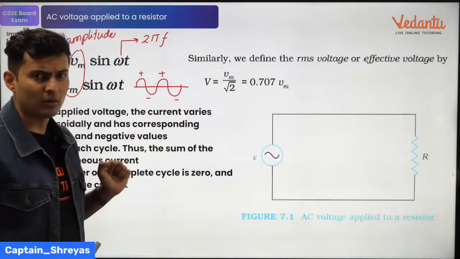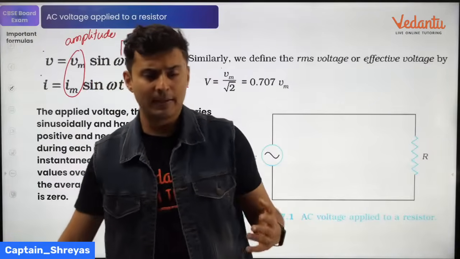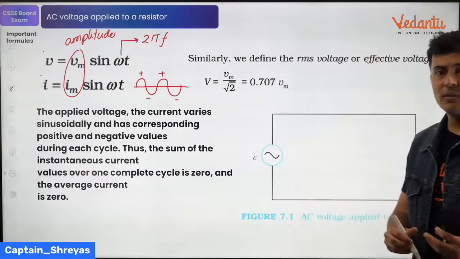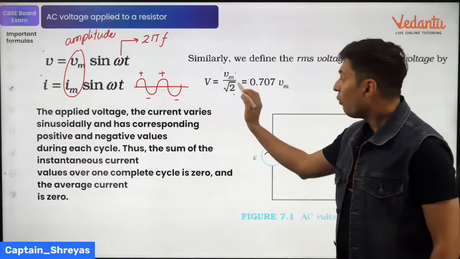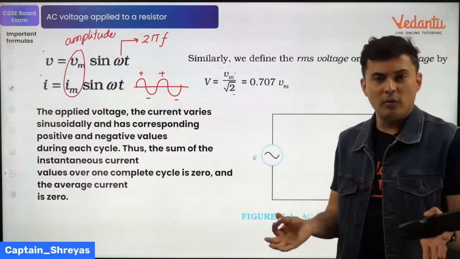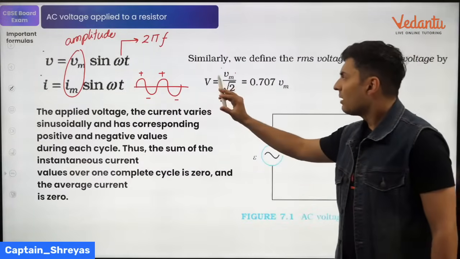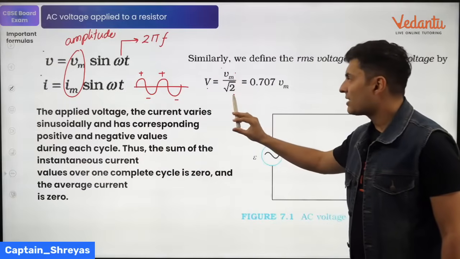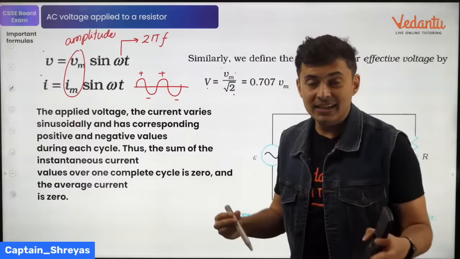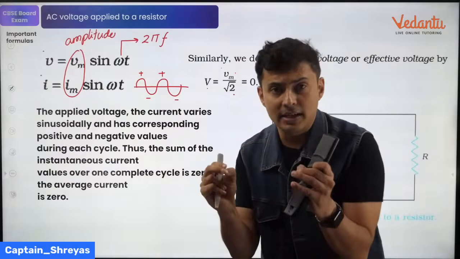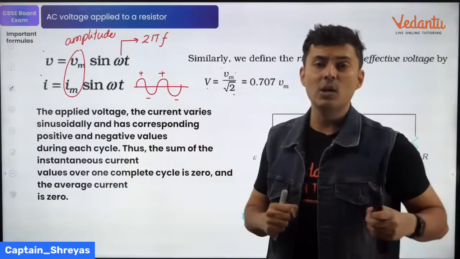Then you have the RMS value of the voltage or the current. The RMS value is always given by the maximum value divided by root 2. Now 1 by root 2 is 0.707, a useful number which you can remember. So RMS is always the max by root 2. What is the meaning of RMS? The meaning of RMS is that current or voltage which behaves like the DC equivalent.